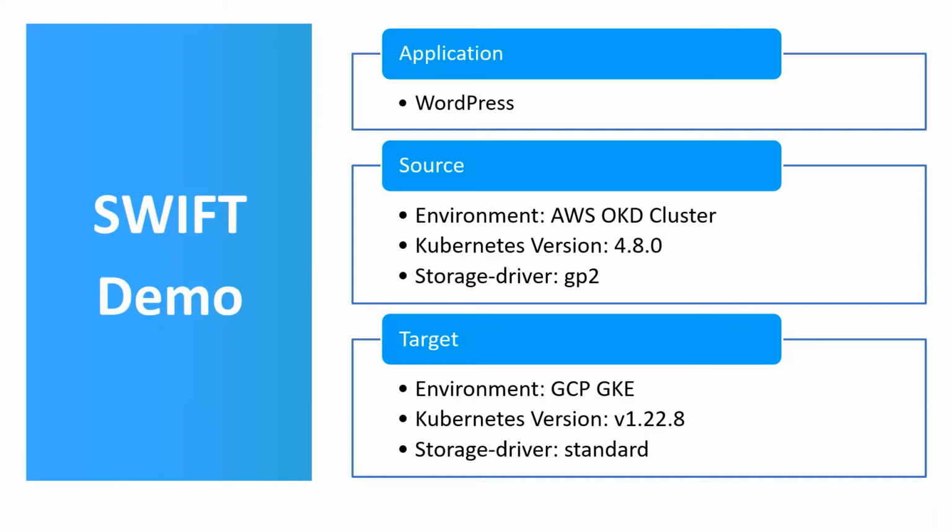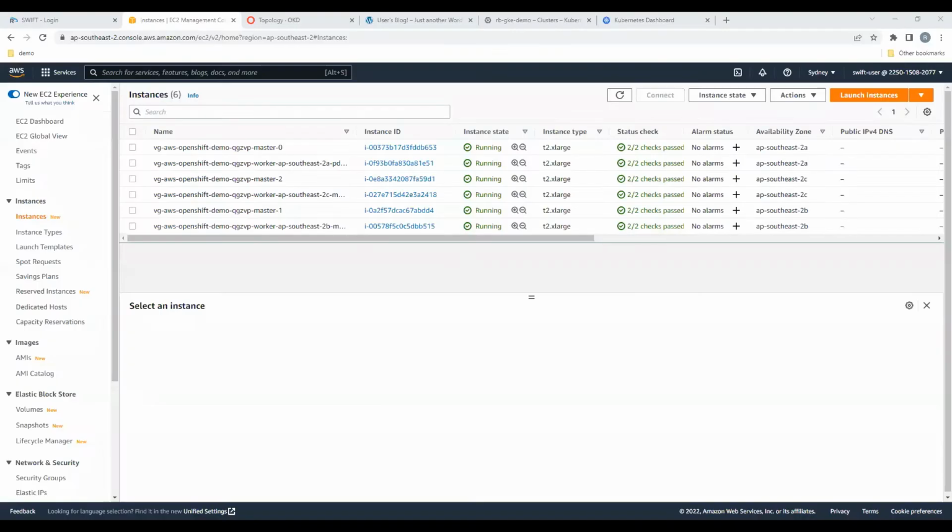In this demo, we will see how to migrate an application from an AWS OpenShift cluster to GKE. Let's look at the source and target environments. On AWS, we have these 6 VMs. These are the VMs used for the OpenShift cluster. Let's access the console of this OpenShift cluster.